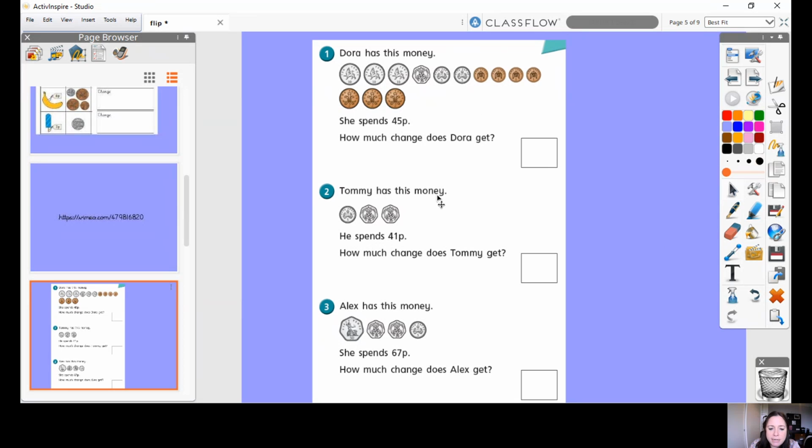Okay, Tommy has this money. He spends 41 pence. How much change does Tommy get? So he's got this much money all together. He spends this much money. You can try and cross this amount out on the coins, but you will have to split one of the coins up. I think you should split this one up into 5 pennies. And then you should be able to work out how much money change Tommy gets.